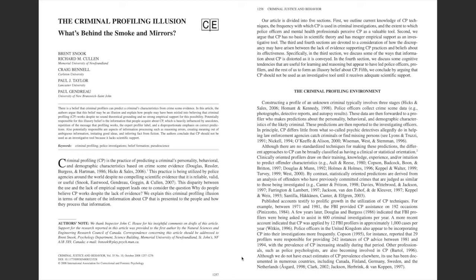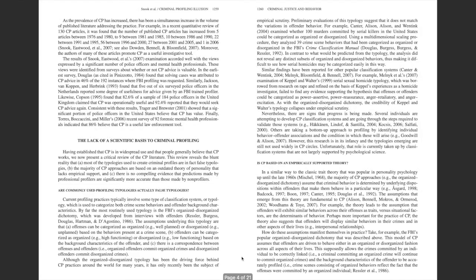And what they're going to do then is juxtapose that with the question, well, hang on a minute, how is something spreading and getting more prevalent in society if we don't have a decent evidence base for the fact that it works? And so as we come down here, we get to this delightful section, the lack of a scientific basis to criminal profiling, very, very unidirectional that. And basically we've got two sections here. Are commonly used profiling typologies actually false typologies, and is criminal profiling based on an empirically supported theory?